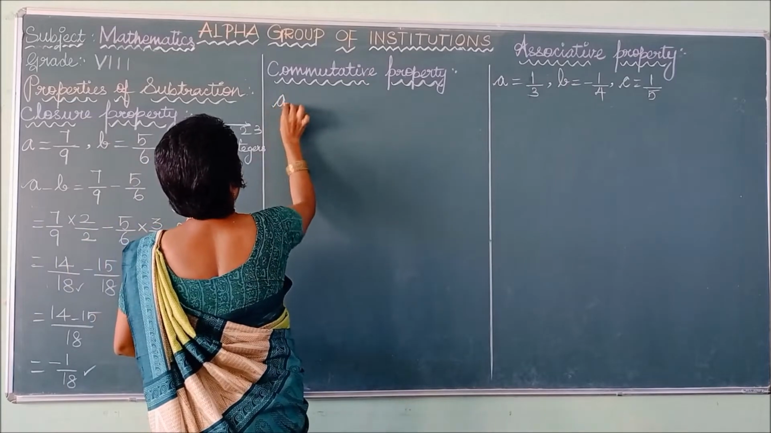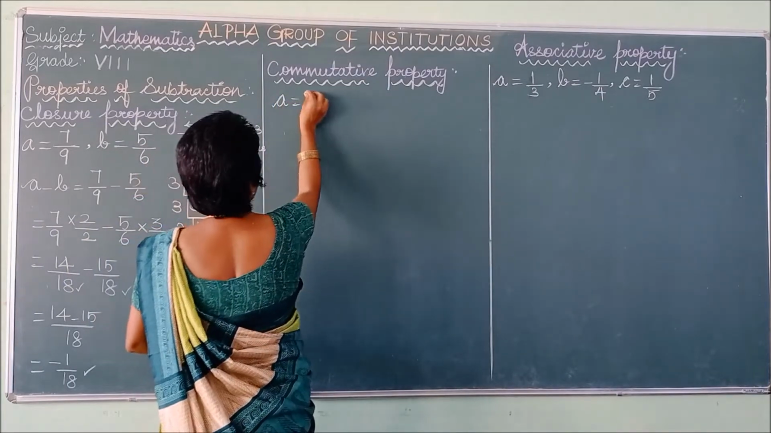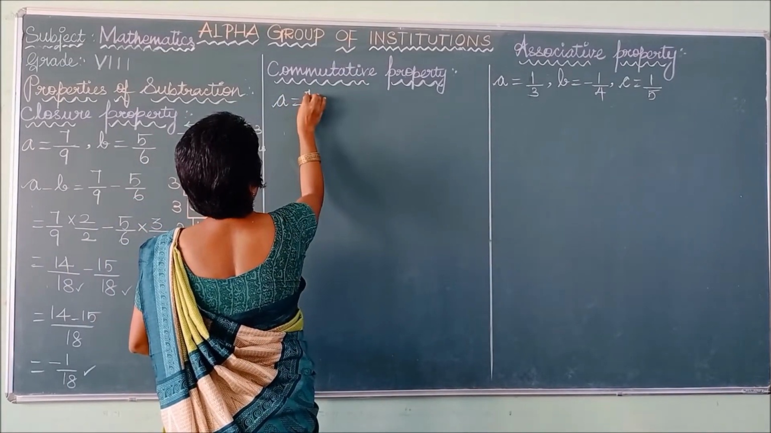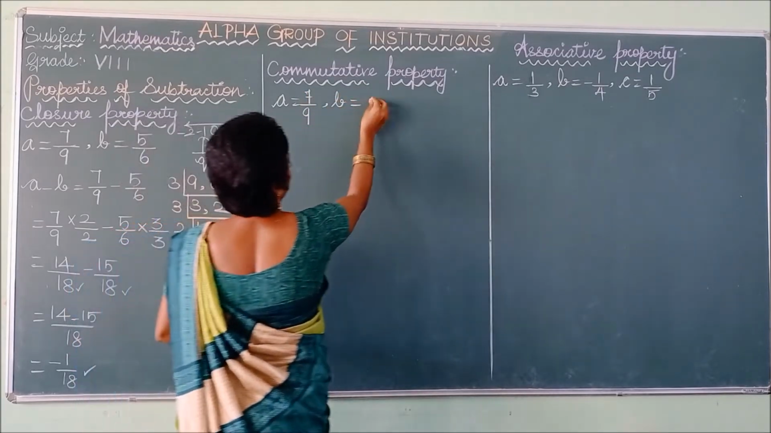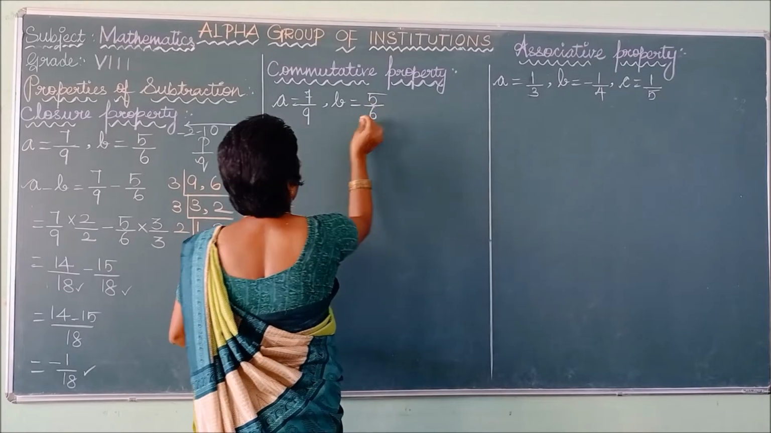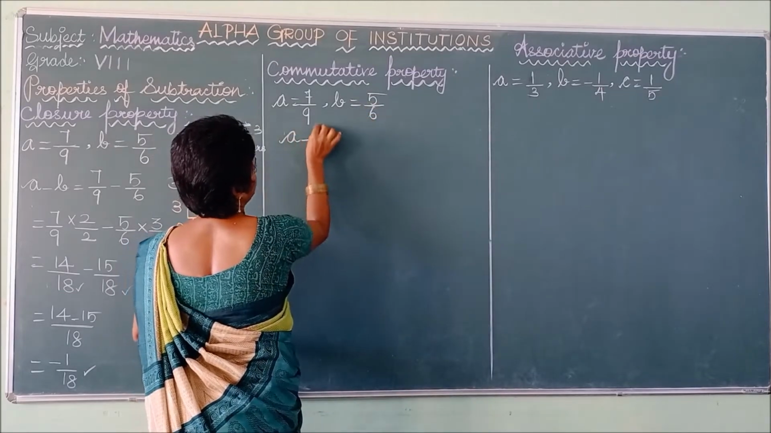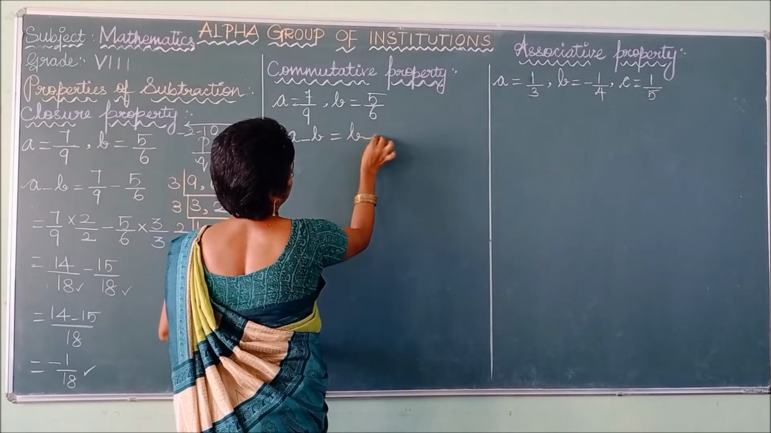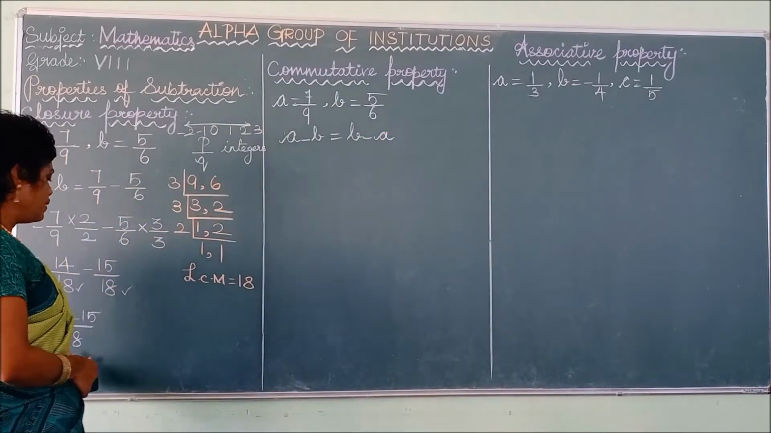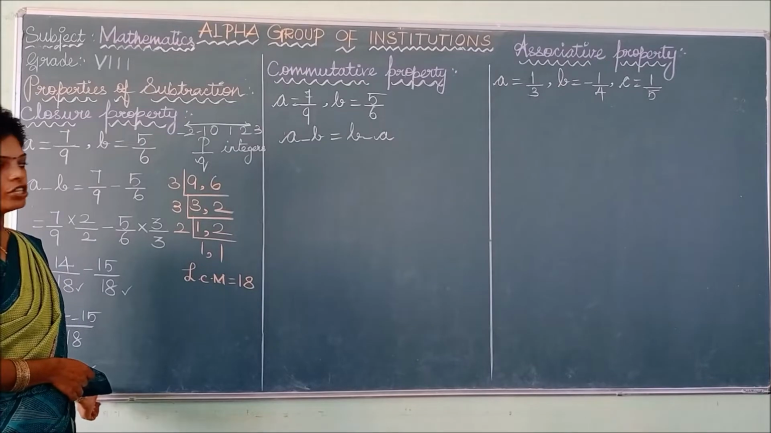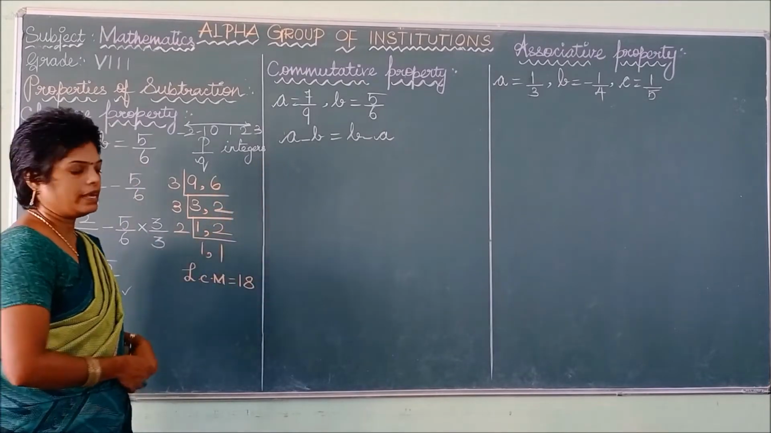Take a value as 7 by 9. What is the b value? 5 by 6. So what is the condition? a minus b should be equal to b minus a. This one you have to verify. First, a minus b we have already found out for the closure property. So simply you can find b minus a.